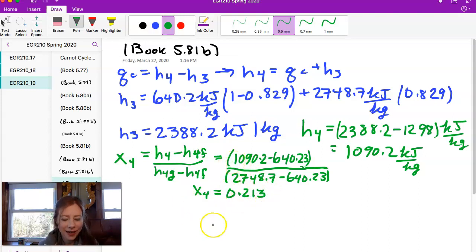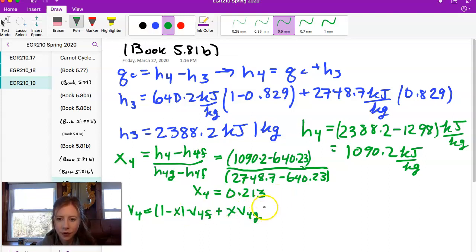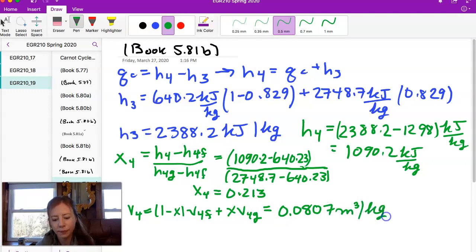Okay, and so because now we have x4, we can go ahead and figure out v4. So v4 is going to be 1 minus x times v sub 4f plus x times v sub 4g. Okay, and then ultimately you're going to look those values up in the table, use the x from above, and you end up with v sub 4 is equal to 0.0807 meters cubed per kilogram.